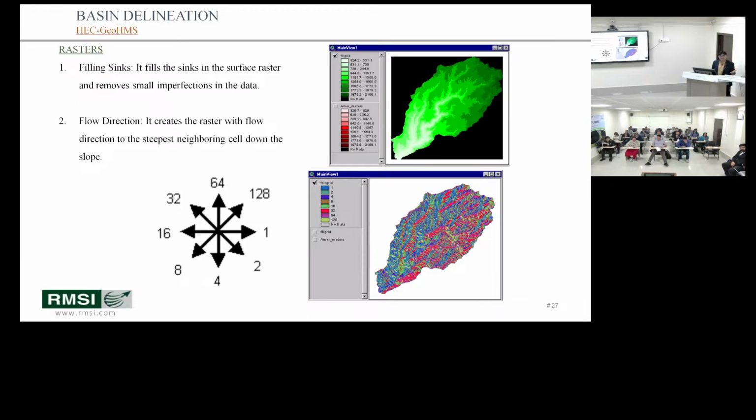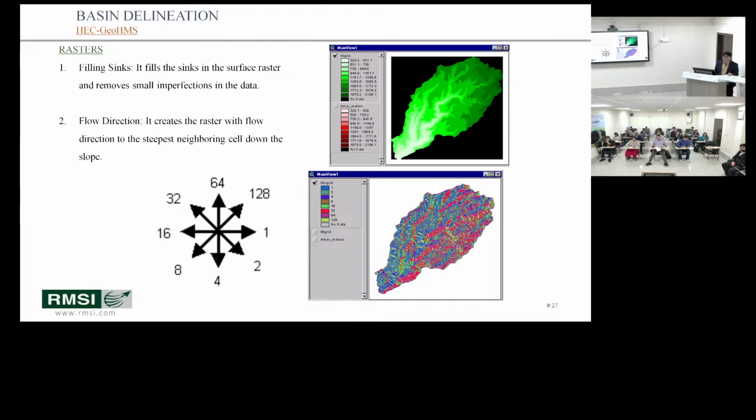What is filling sinks? The raw model, whatever DEM you have downloaded, might have some abnormalities, some depressions. To smoothen that, there is a step to fill the sinks and fill the gaps wherever there is an abnormality in the elevation, so you can fill those using this.